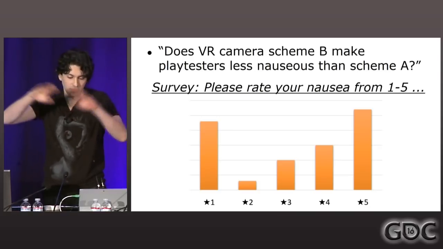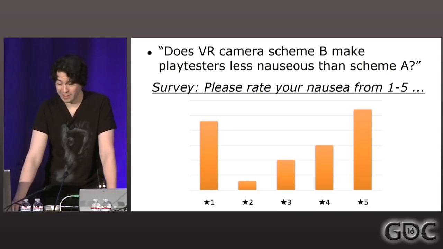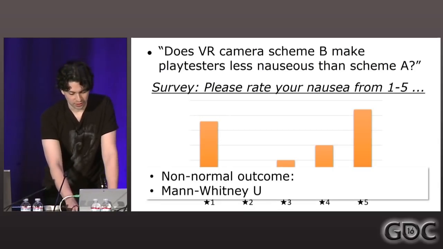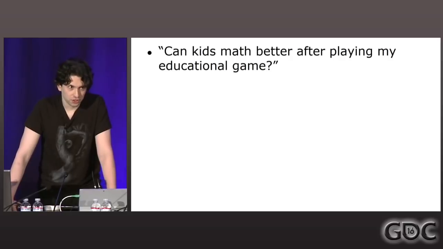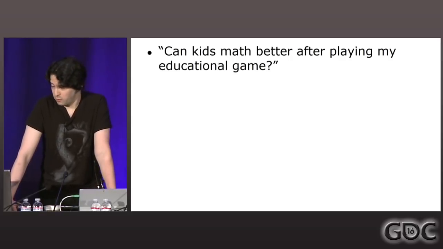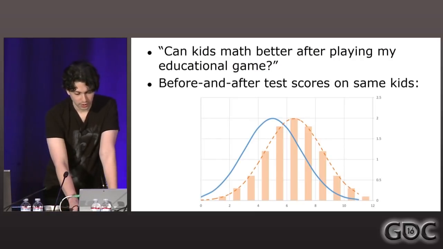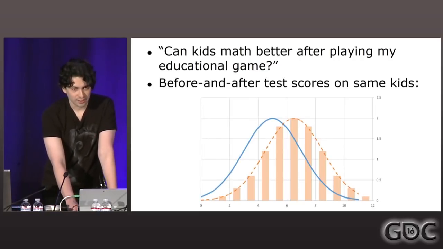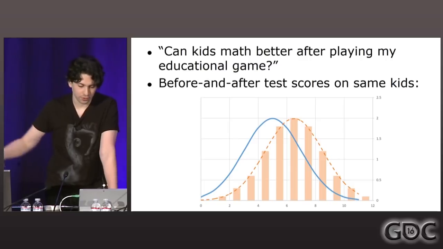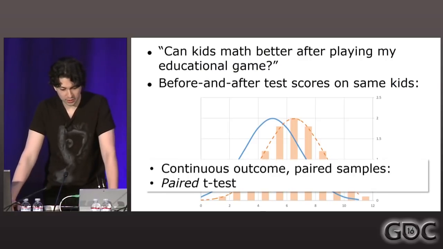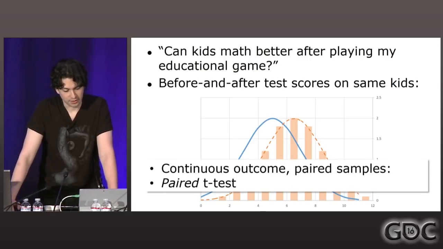Well, if the ratings come in the bell curve, we can use a t-test. If the ratings come out like this, it's not a normal outcome, so we have to use the Mann-Whitney test. What if we're making an educational game? We've let kids play our game. Can they math better after playing our game? Well, if we are comparing before and after test scores on the same kids, like every kid after, every kid before, it is a paired t-test.